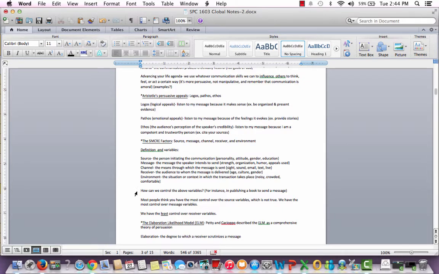So how can we control the above variables? Some are harder to control than others. I put down here, for instance, in publishing a book to send a message, you can control the message variable, but it's very hard to control the receiver variable because you can't force anyone to read your message or buy your book. Most people think that we have the most control over source variables, which would be us, the speaker, and that is not true.